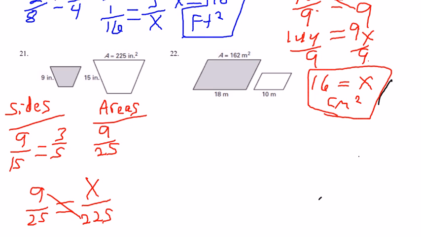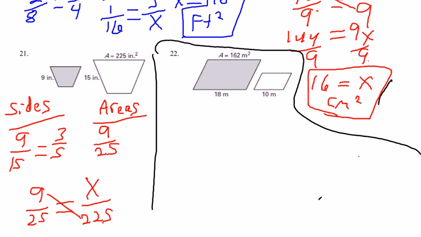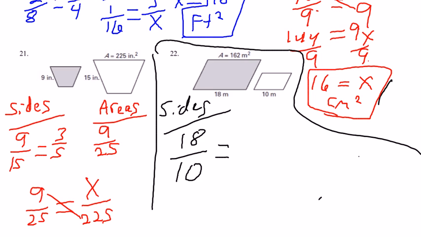Alright, with number 22, if I compare the sides, they have a ratio of 18 to 10. And again, just let me remind you that you don't have to go 18 to 10. You could also do 10 to 18. Put the 10 on top, the 18 on bottom. Just make sure you know which order you're going in. Alright, so 18 to 10, that reduces to 9 over 5.